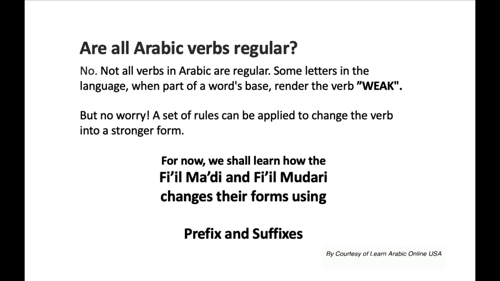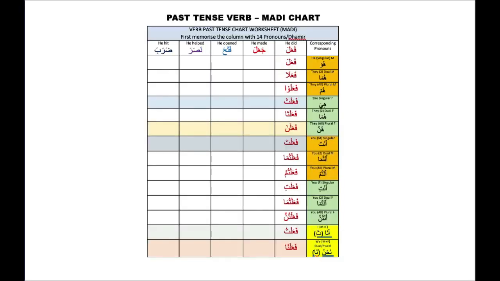For now, in this chapter, we shall learn how the fi'l madi and fi'l mudari changes their forms using prefix and suffixes. We have studied this past tense verb or madi chart earlier. The same chart, I have put it on a different slide with the morphological breakdown, the structural changes, adding the prefix and suffixes. And there is a pattern there. I would like you to pay special attention to it, inshallah.